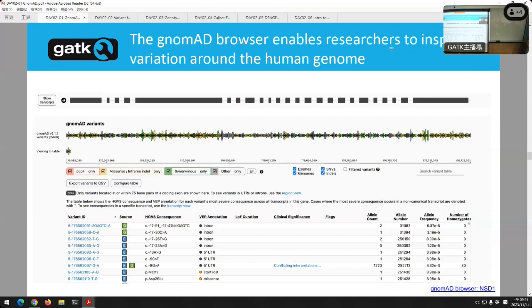And below that, we can see the individual variants in a tabular format. So we can see the position where the variant occurs, what type of variant it is, what is the consequence on the protein, what is the variant effect prediction. So it's intronic, or it causes a frame shift, or it's a missense variant, that type of thing. And then we can see information about the allele frequency and a whole bunch of other stuff.